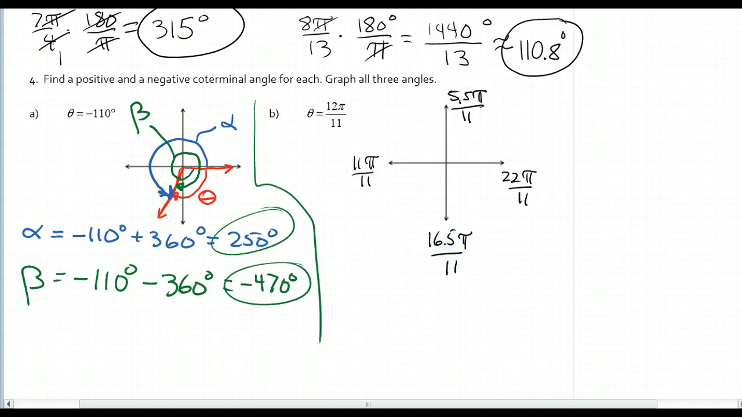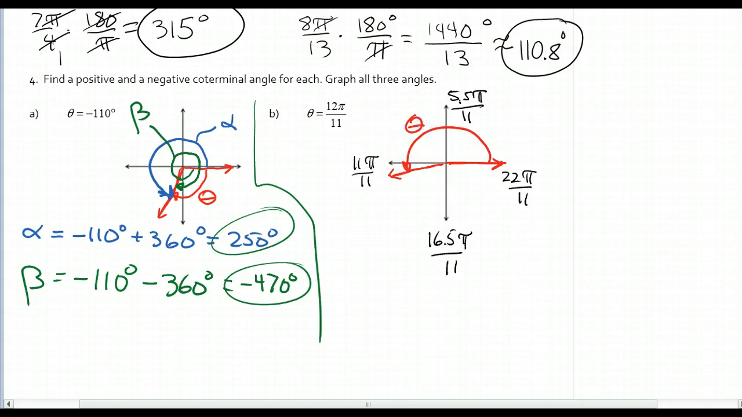So our original angle, which I'll make in red again, is going to be 12 pi over 11. So it's 1 pi over 11 past 11 pi over 11. So it's 1 pi over 11, 12 past pi. So it's going to be somewhere over here. Here's my initial side. I'm going to draw in the direction. So that's theta.